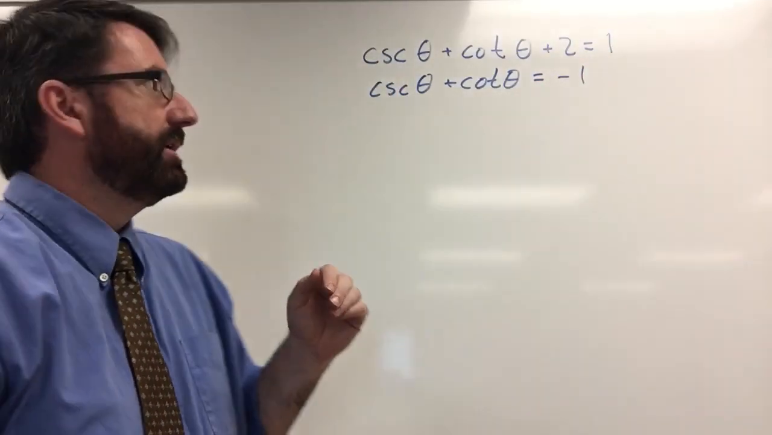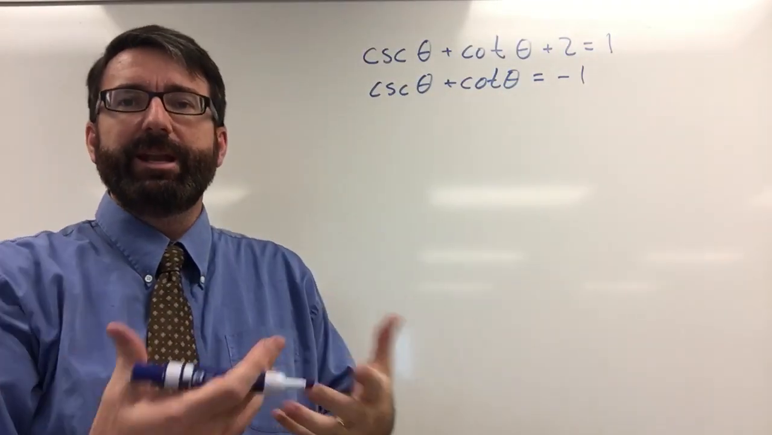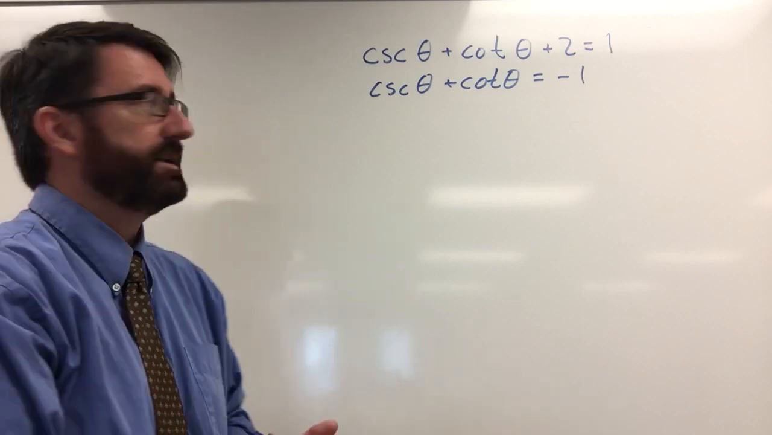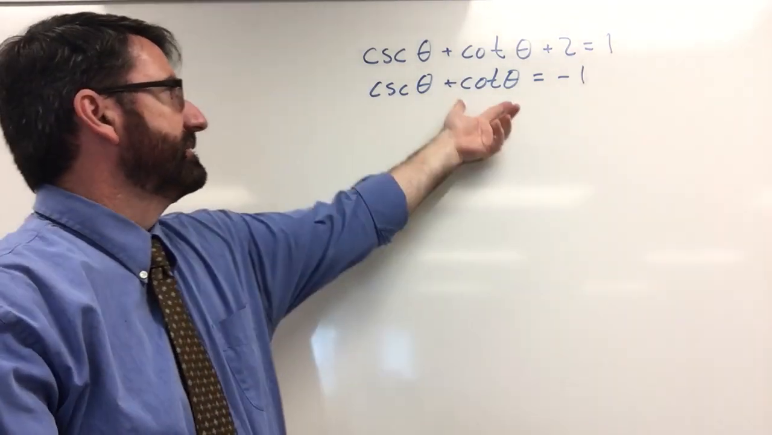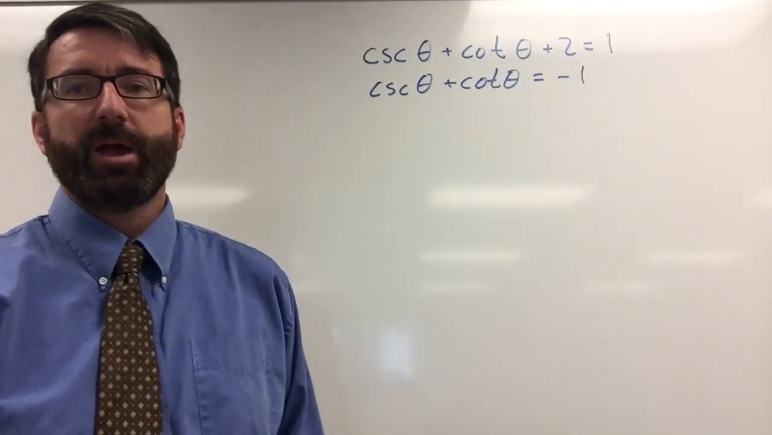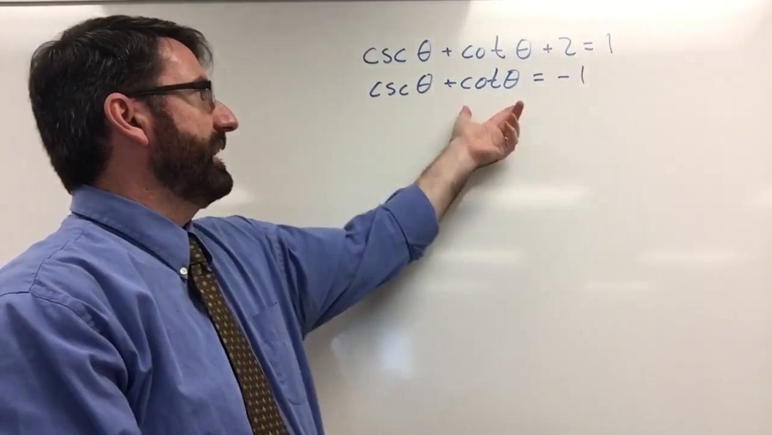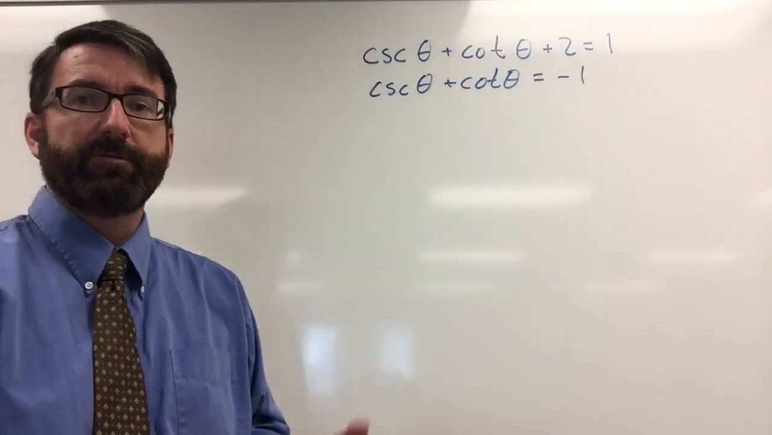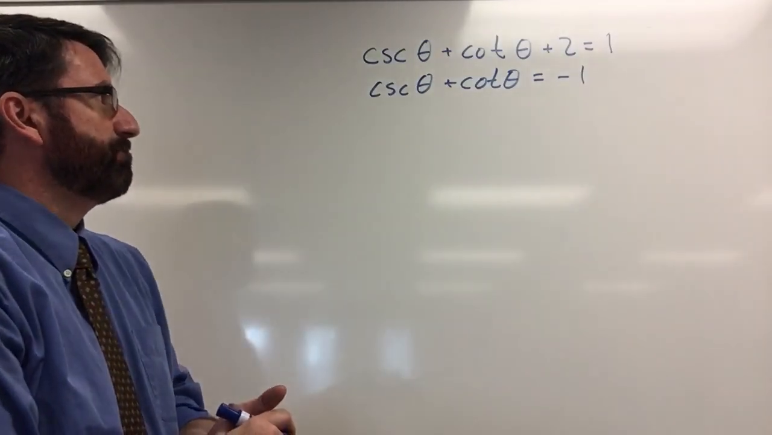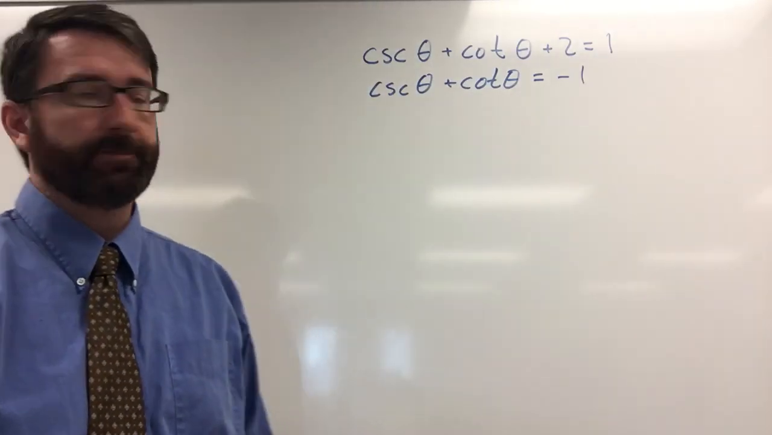All right, now we've got a cosecant and a cotangent. So we need to have the same trig function for both of these. So we'd like to use a trig identity to turn one into the other. But we don't have a nice trig identity for cosecant and cotangent. We do have one for cosecant squared and cotangent squared. So what I'd like to do is square both sides of this equation.